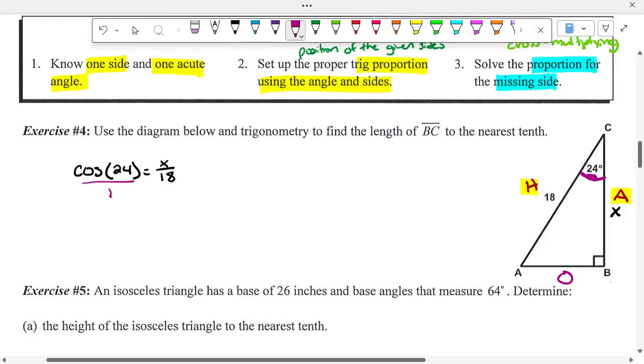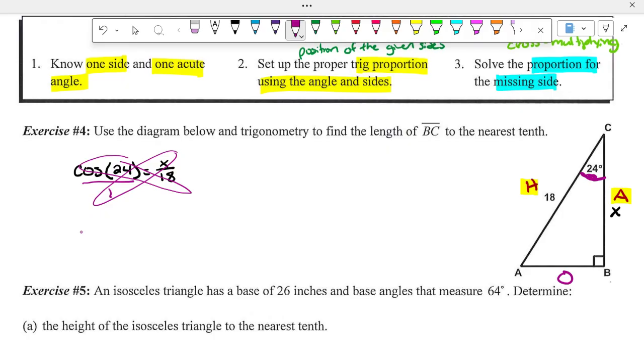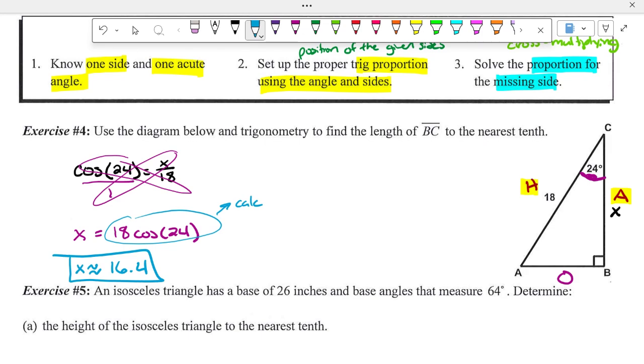So then I'm going to stick that cosine of 24 over 1 and do what? Cross multiply. So I have X, because 1 times anything is just itself, is equal to 18 times cosine of 24. Then what's the last thing I got to do? Just put this into my calculator. So go ahead and put that in your calculator and round to the nearest tenth, so 1 decimal place. So X is approximately what? 16.4? Good. And it's not degrees because it's not an angle measure, it's just the side length.